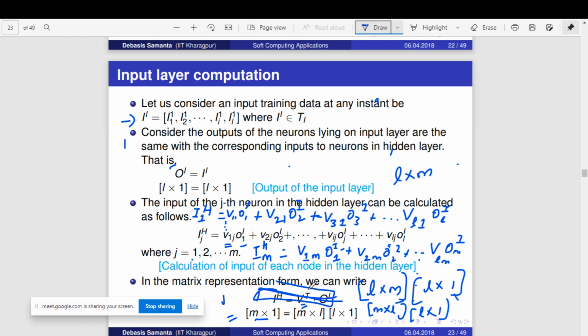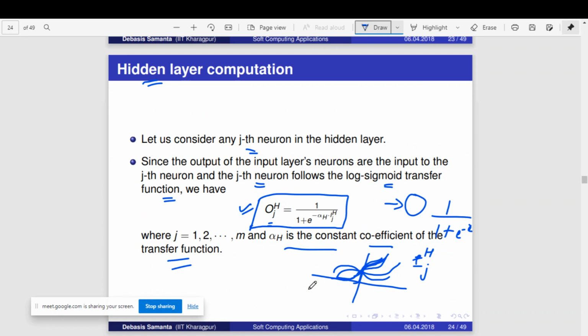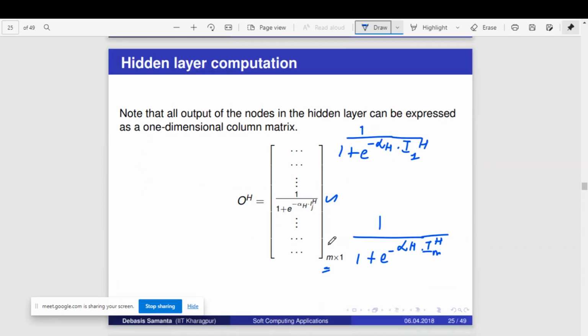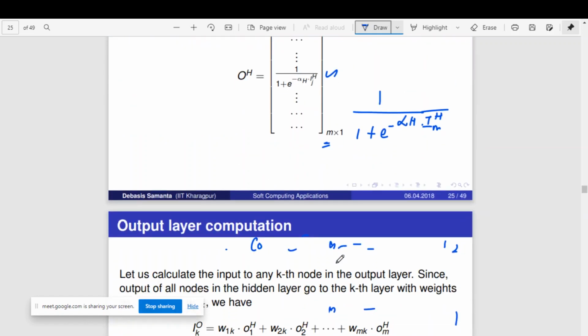Similarly, we should calculate the output from the hidden layer. For the output from the hidden layer, we are using the log sigmoid function, that is 1 by 1 plus e to the power minus x. So we are representing it like this. The output of the jth neuron of the hidden layer is 1 by 1 plus e to the power minus alpha h ijh. Okay, so this is only for the jth neuron. Like that, how many neurons do you have in the hidden layer? We have m neurons, so that is basically a vector. The vector size is m cross 1. So this is how we mathematically represent the computation of the hidden layer.